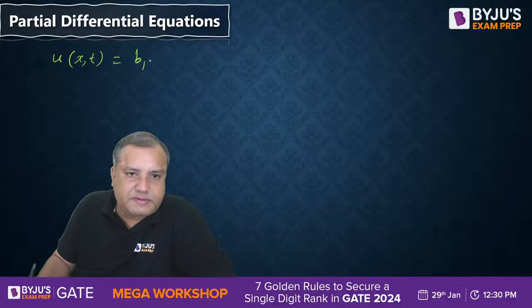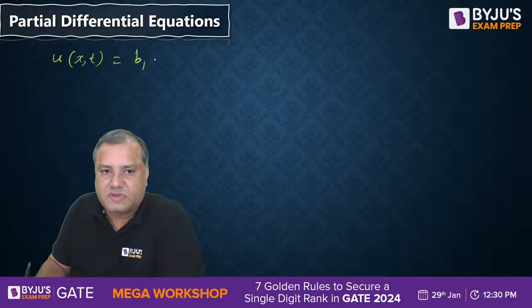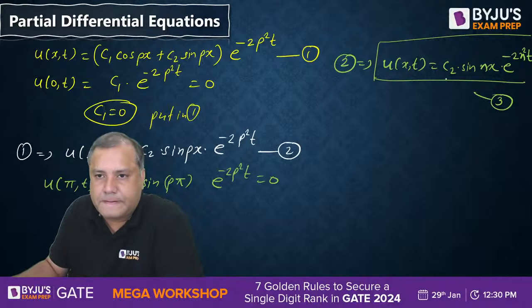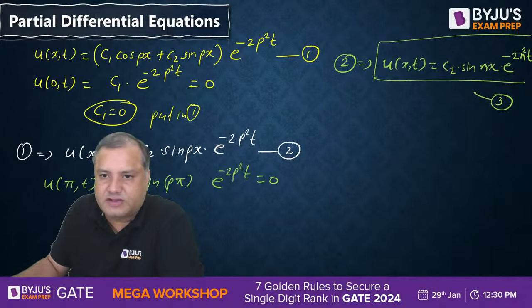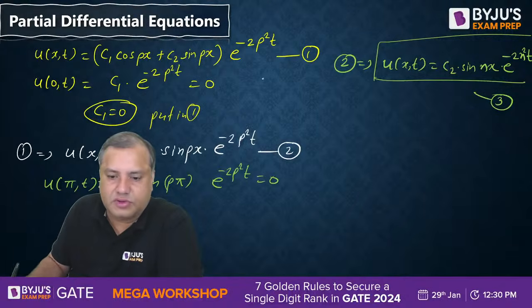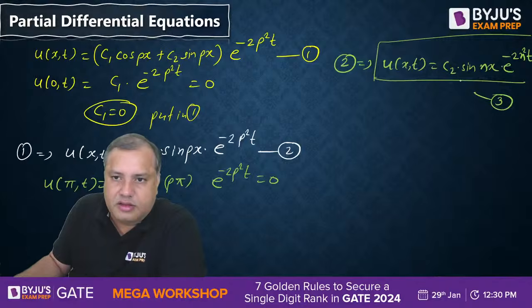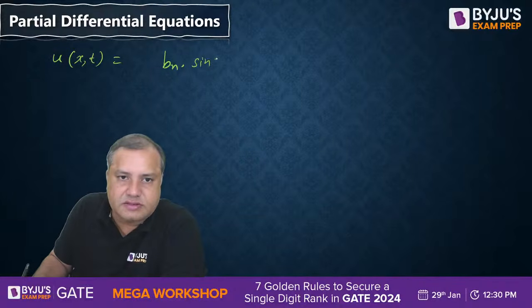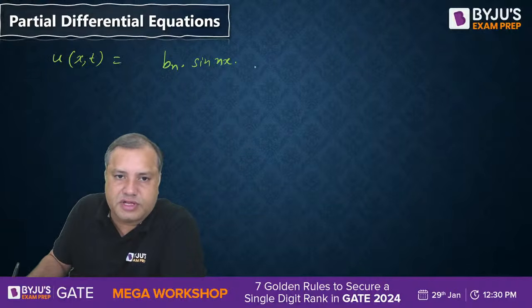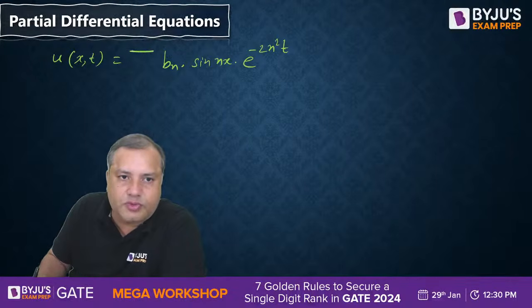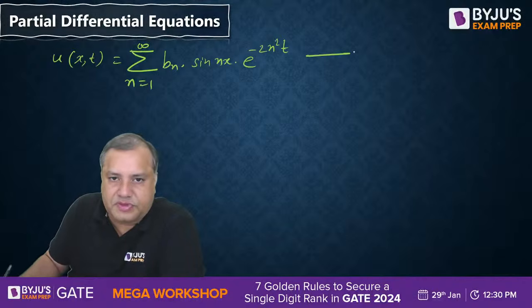First term is b1, b1 in place of c2 I am writing b1. No, I should not do this. I should write bn, then sin nx, then exponential, and then I need to put a summation here. This is my modified equation 3, that is equation 4.